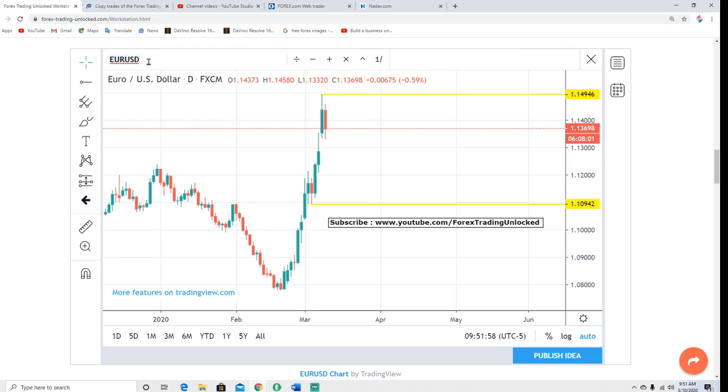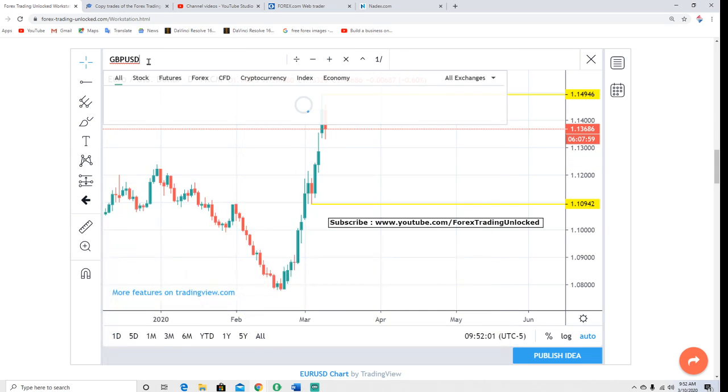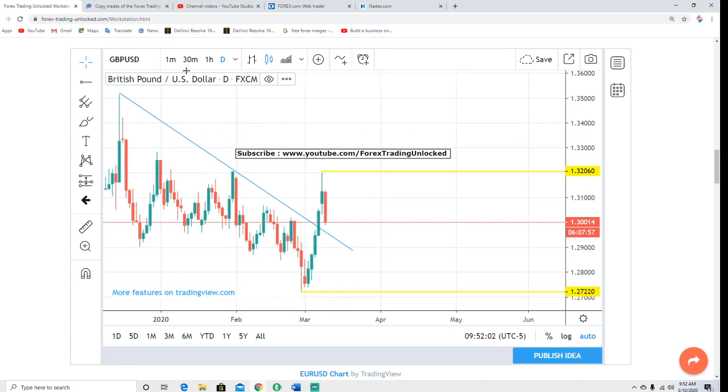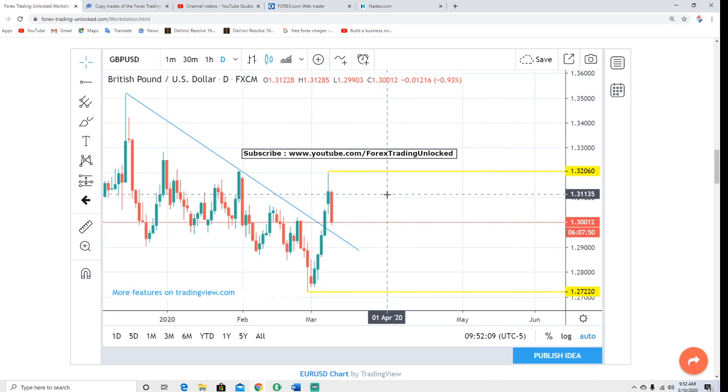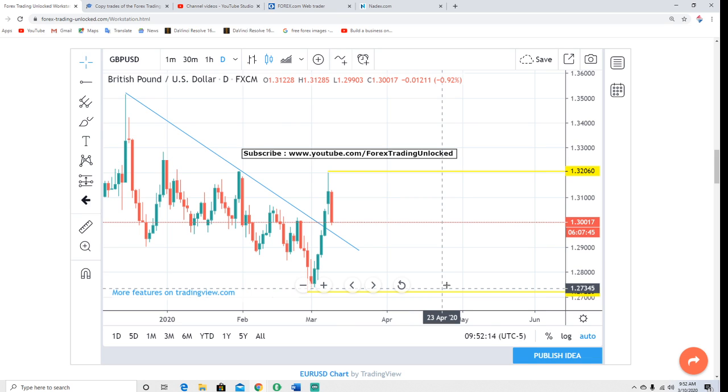So now let's go to the British pound US dollar. Now this one has been interesting. Look at this. It had been trending lower with lower move lows and lower move highs for months on end, and then over the past week and a half had a nice correction, broke out through this downward sloping resistance line that had been keeping this trend intact.